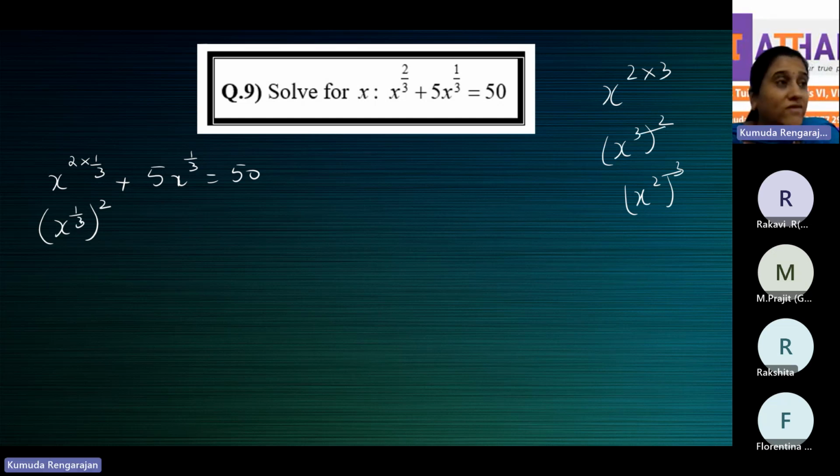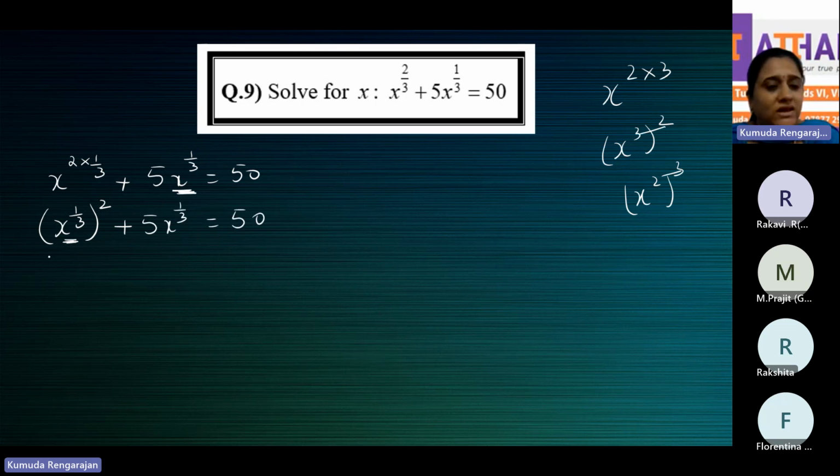You want to have x to the power 1 by 3. You don't want x square, because you have x to the power 1 by 3 here. I wrote x square first, no? Then I said no, you don't want x square. So put the square outside. Okay, so plus 5x to the power 1 by 3 is equal to 50.